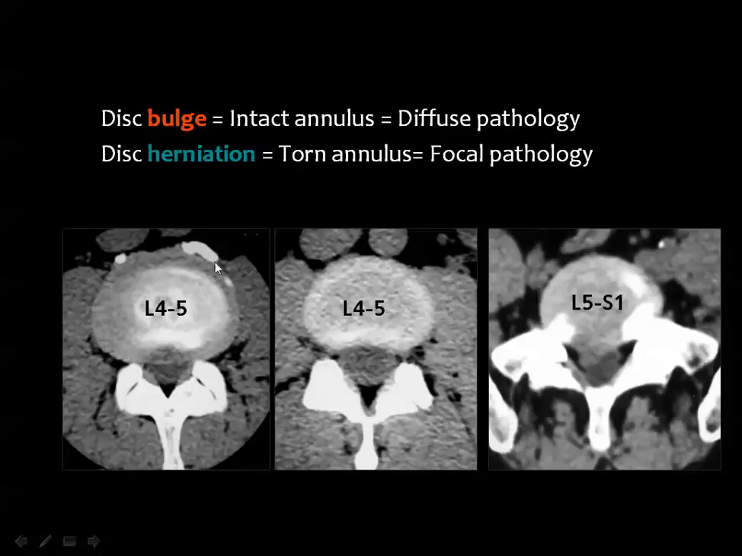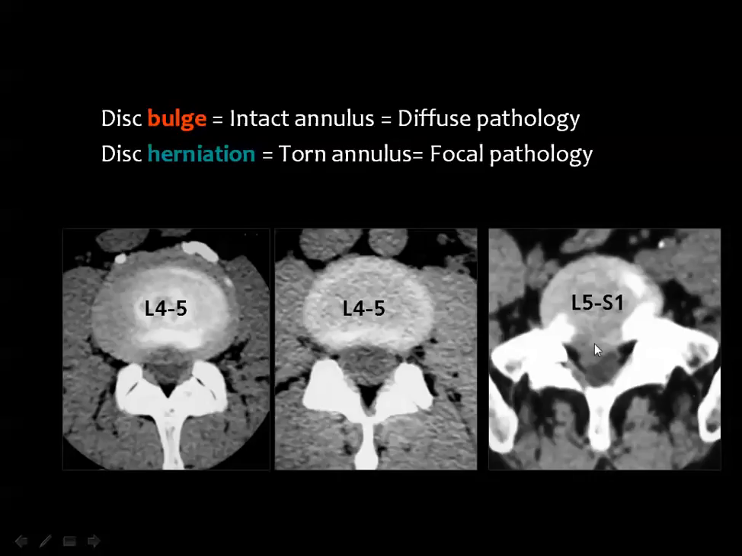Diffuse meaning that there is bulging all around the edge of the disc itself. But you know that the anterior edge of the disc is not of importance. What's important for us is the posterior edge of the disc. Then if you see that the posterior edge of the disc is uniformly bulging from left to right, you call this disc bulge. But if the pathology is focal, either to the right or to the left or in the midline, this is known as disc herniation.